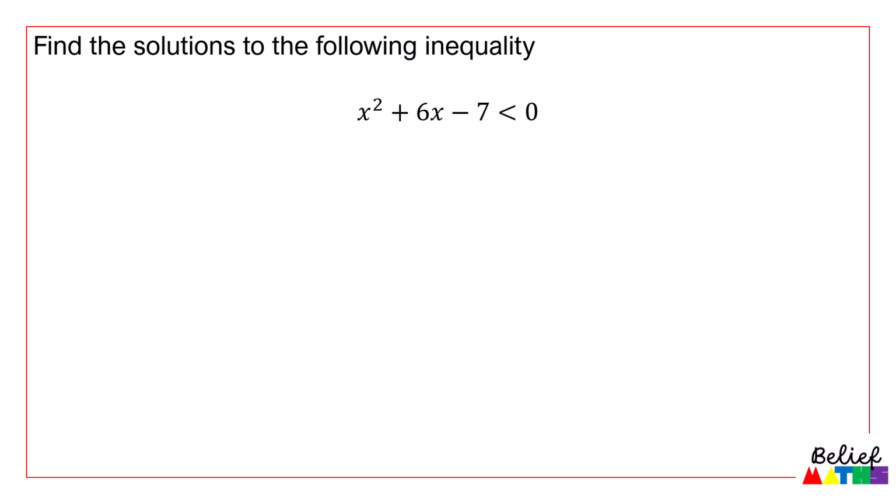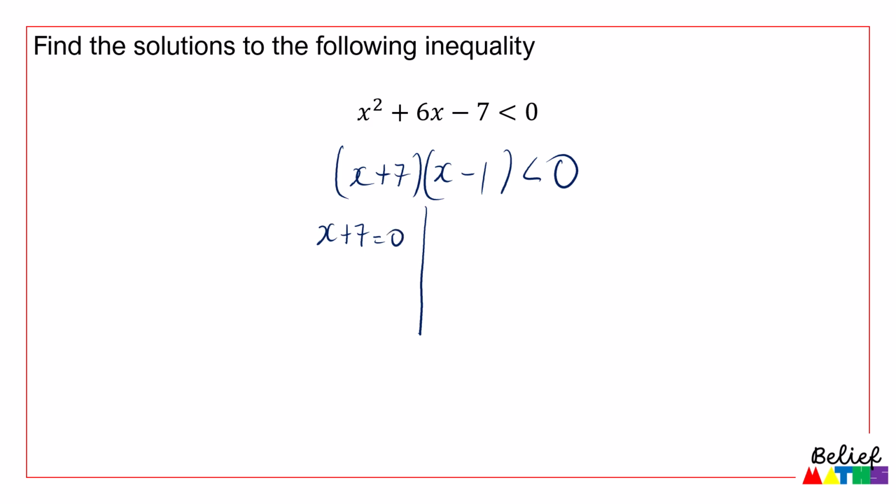So the first thing we're going to do is solve this quadratic, and as we said in an earlier video, the easiest way to do that is to factorize it. So I need two numbers that multiply to make -7 and add to make 6. So that's going to be plus 7 and minus 1. Now to solve this, we let each bracket equal 0, and then that gives us x equals negative 7, and on the other side gives us x equals 1.